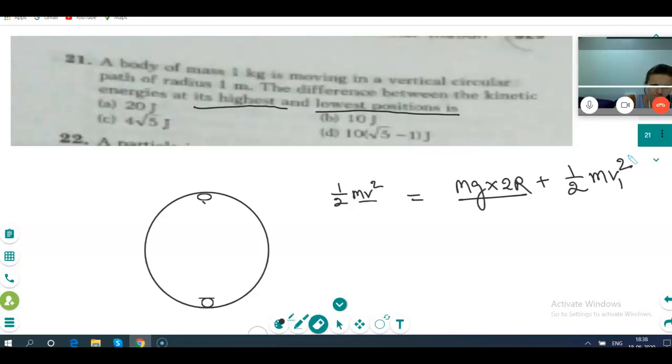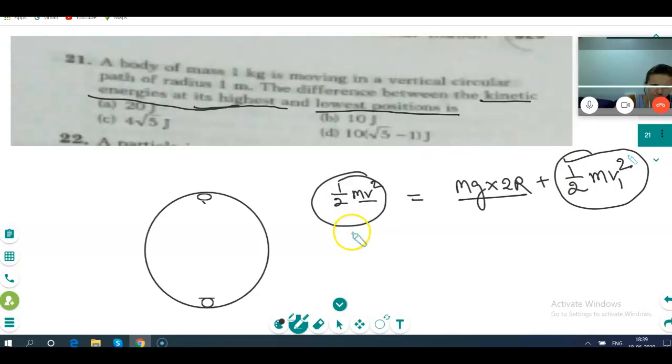What are they asking? The difference between the kinetic energy at its highest and lowest point. So the difference is going to be mg2r. M is how much? 1. g is 10. So it's going to be 20.